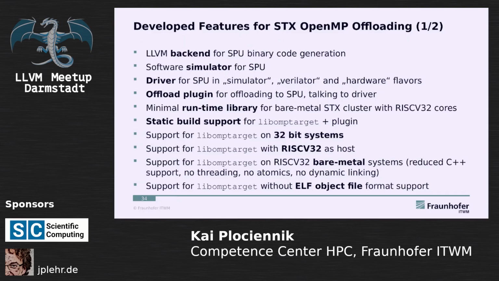Then we needed support for libomptarget on 32-bit systems, which is excluded at the moment in upstream, I think. Support for libomptarget on RISC-V 32 as host. Support for libomptarget on bare metal systems, because you don't really have an operating system. You have reduced C library support, no threading, no atomics in the case of RISC-V 32, no dynamic linking. So there was really lots of effort going into this to simply get this working in the first place.